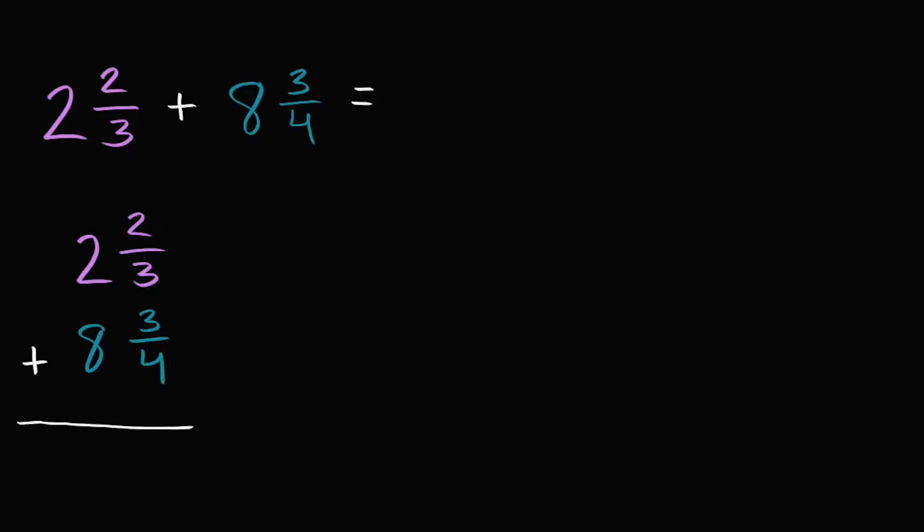Let's look at the multiples of 4. 4 is not perfectly divisible by 3. 8 is not perfectly divisible by 3. 12 is. In fact, 12 is 4 times 3. So I can rewrite both of these fraction parts with 12 as their denominator. So this is going to be equal to, let me just write it this way, 2 and something over 12.